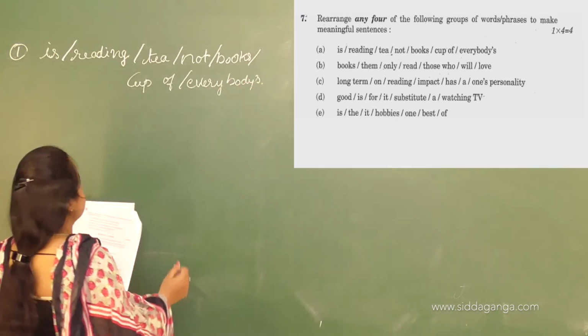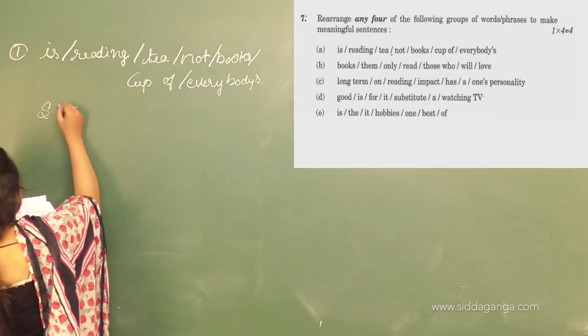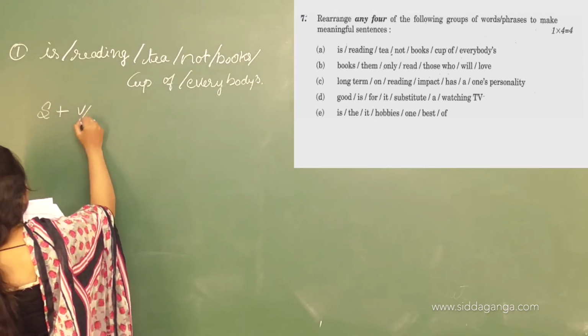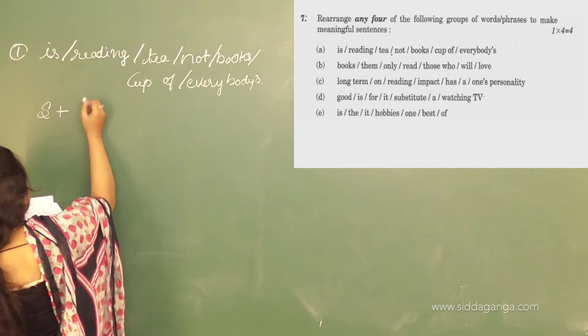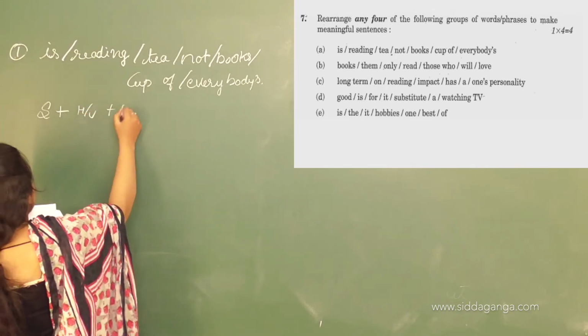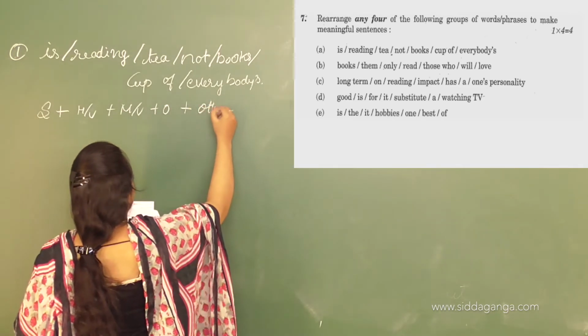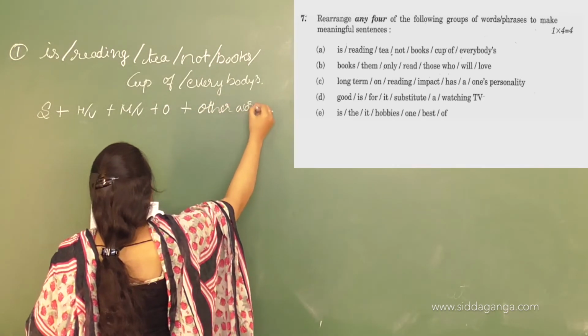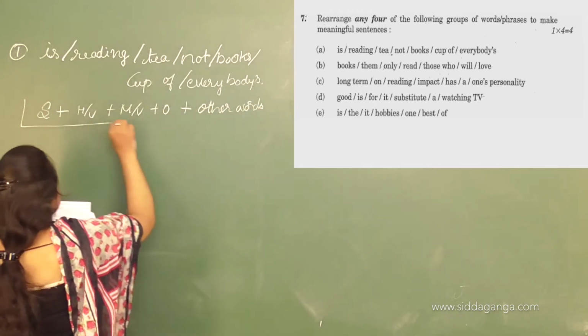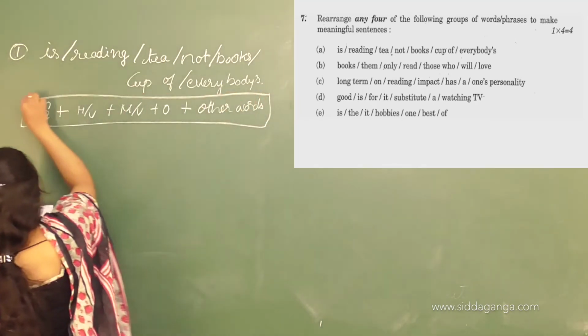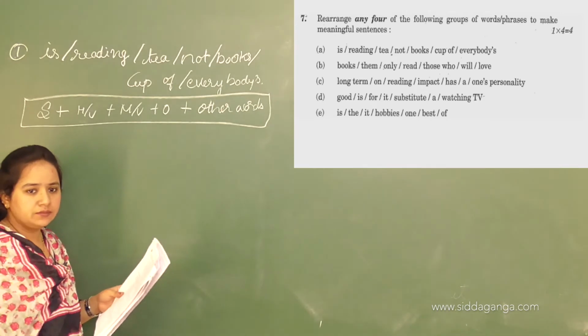Okay, so what is the sentence structure? Subject, then helping verb, then main verb, then object and other words. Okay, so this is the sentence structure.